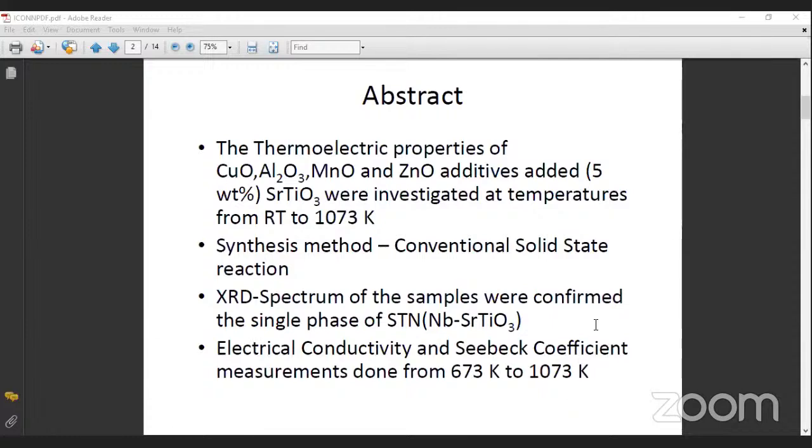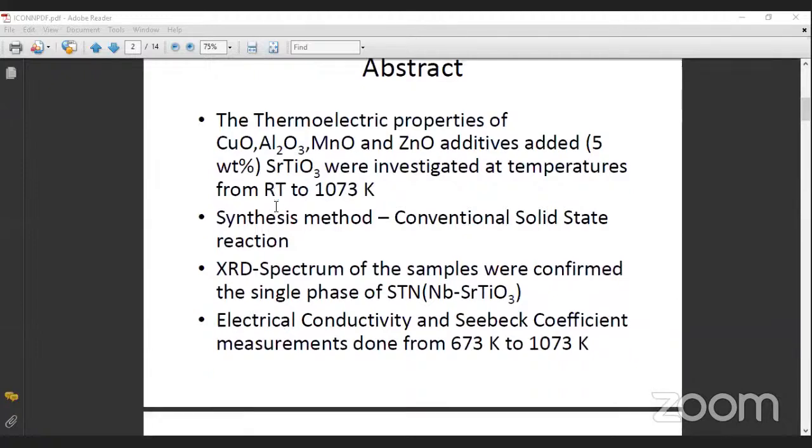Here I have chosen strontium titanate, which is a good thermoelectric material when it is doped with several donors. When strontium titanate is doped with Nb, it gives good thermoelectric properties. My work is on adding copper oxide, aluminum oxide, manganese oxide, and ZnO as additives, which results in good thermoelectric properties of Nb-doped strontium titanate.